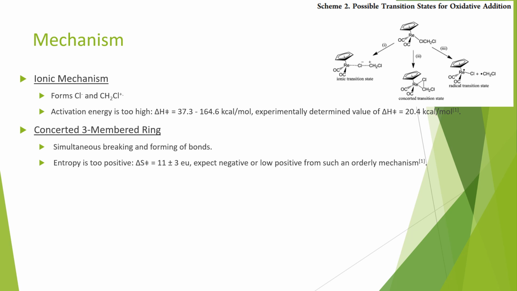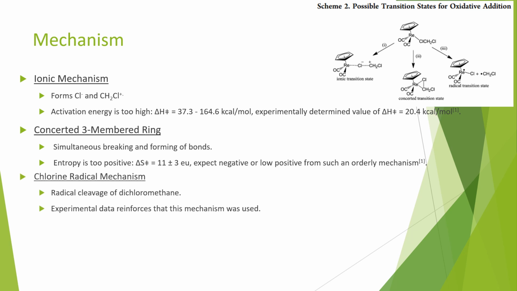In this mechanism, it involves the simultaneous breaking of the carbon-chlorine bond and the formation of the rhenium-chlorine and the rhenium-carbon bonds. This should reflect a low or even a negative entropy, as it should all be very ordered. However, again, this isn't the case, as the entropy is 11 EU, which is inconsistent with a mechanism like this. As such, this one was also ruled out.